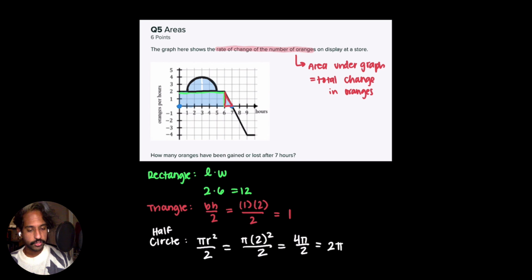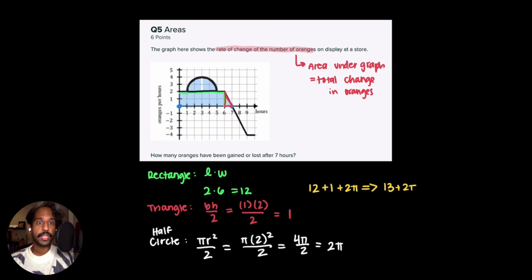And so our final answer is going to bring all of those together in order to figure out what's changing. I see that they're all positive because they're above the x-axis, and so we're going to get 12 plus 1 plus 2 pi, and therefore our answer will be 13 plus 2 pi. And what's our units in this question? How many oranges have been gained? It's going to be 13 plus 2 pi oranges have been gained. Because we started with however many, and then during that time, this is how much we increased by.